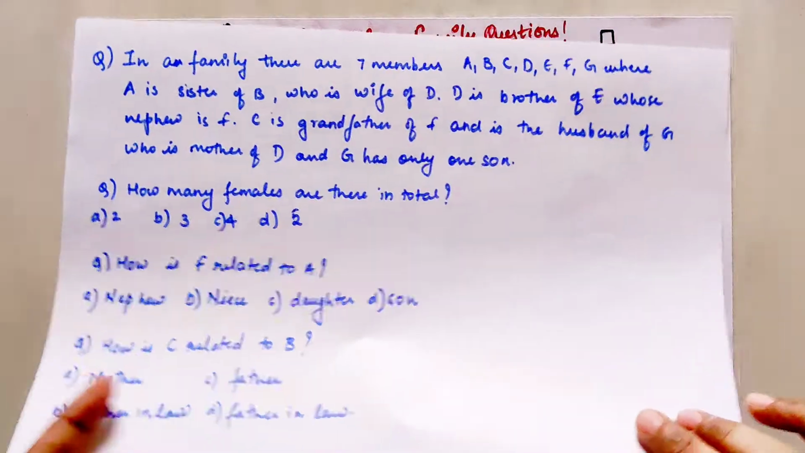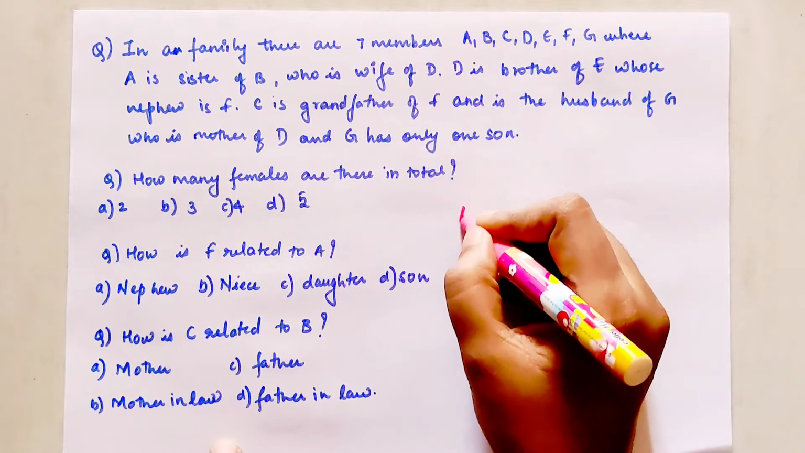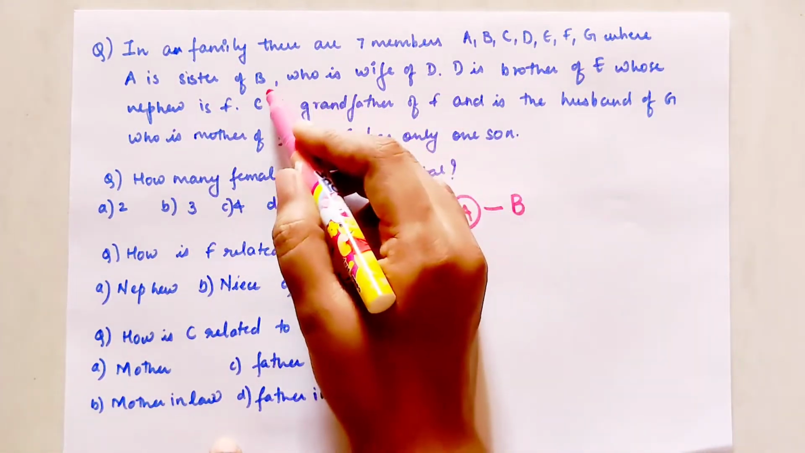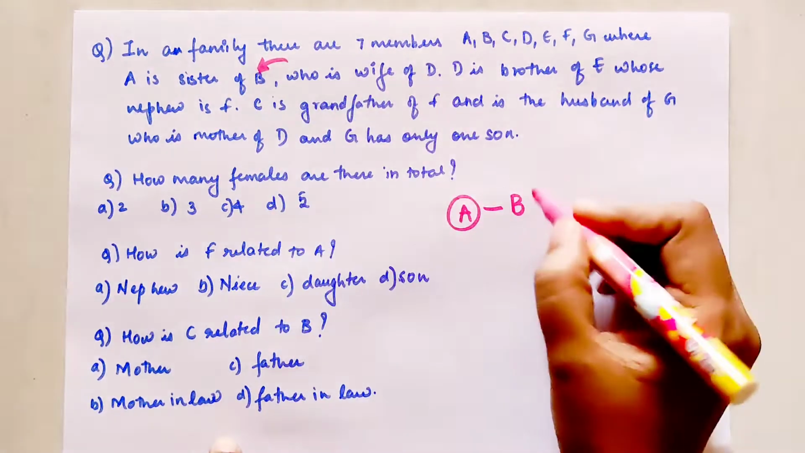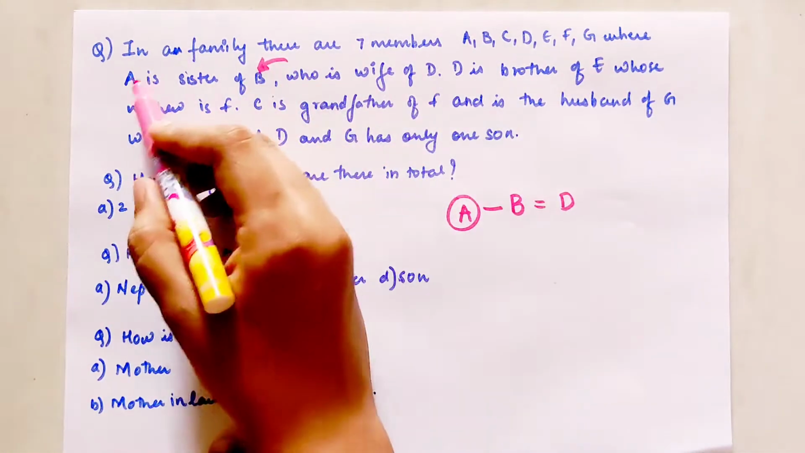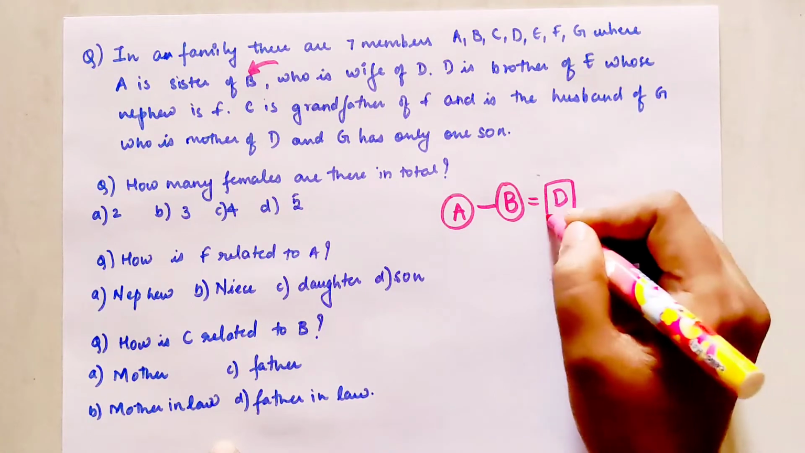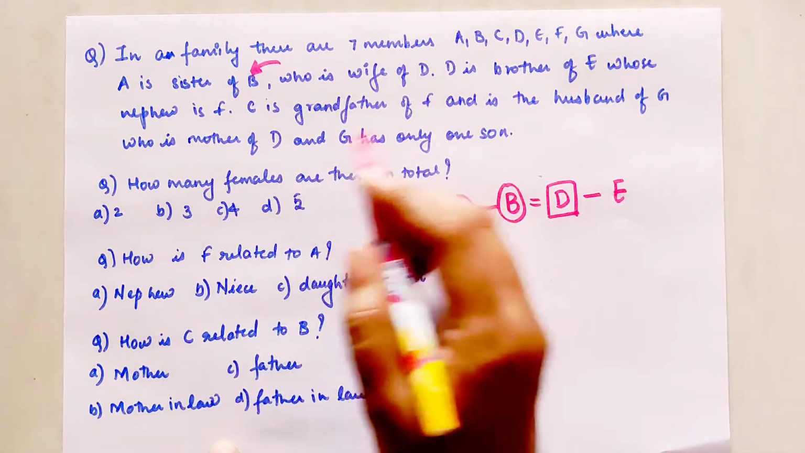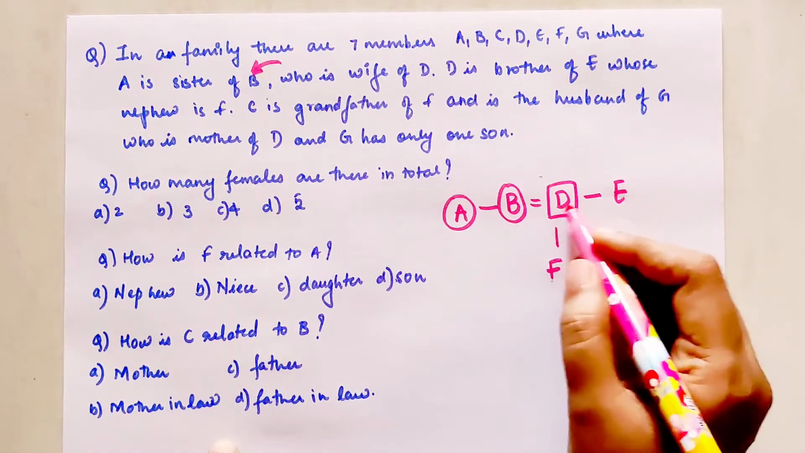Okay, so now students, coming to the big question, where the question is, in a family there are 7 members. Okay, and they're saying A is the sister of B. So A will be what? She's a female and she's a sister of B, who is wife of D. Now understand, whenever there's a comma and then there is another sentence, you're talking immediately about the person who was written before the comma. Okay, so B will be wife of D. Please understand, here who is not about A. It is about B, and again she's the wife, so she will be a female and D will be the male. Now D is the brother of E, whose nephew is F. Okay, so now E has a nephew which will be F, so we can say that F is what? Son or daughter of B and D, correct?